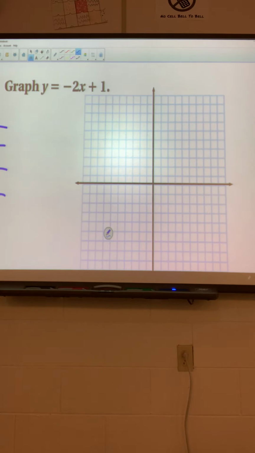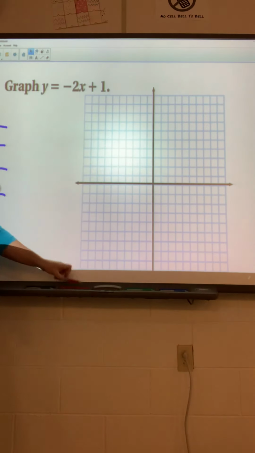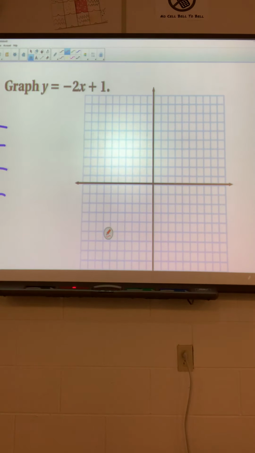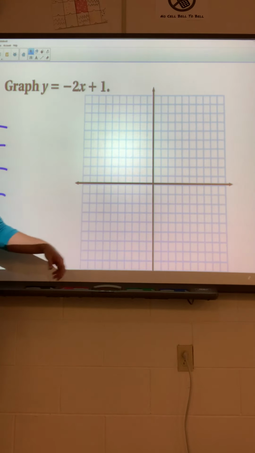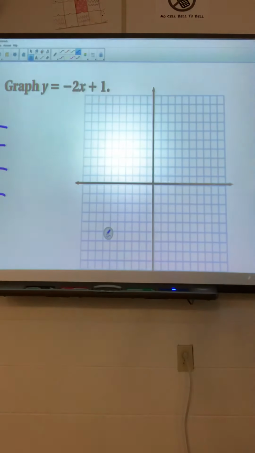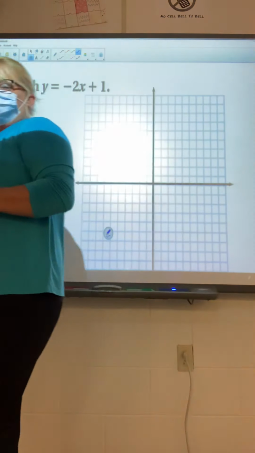If you don't like negative numbers, don't use negative numbers. I don't mind -1, so I'm going to do -1, 0, 1, and 2. You are welcome to use any 4 numbers you want. If you get them too big, though, you might run off the graph. So when we graph, we pick that number. We pick it for x, and then we find out what we get for y.